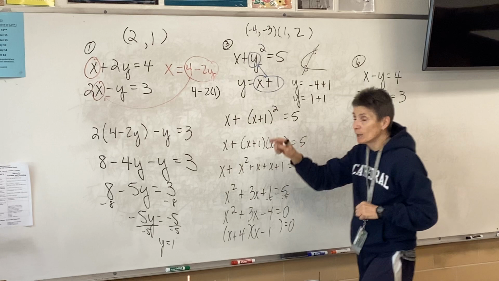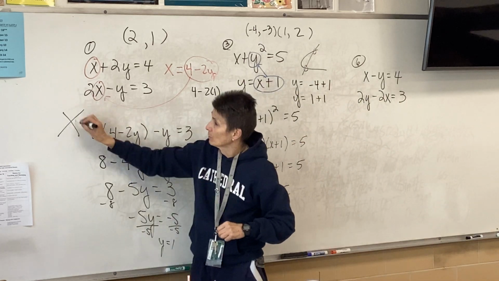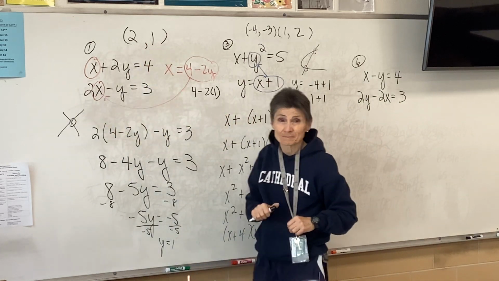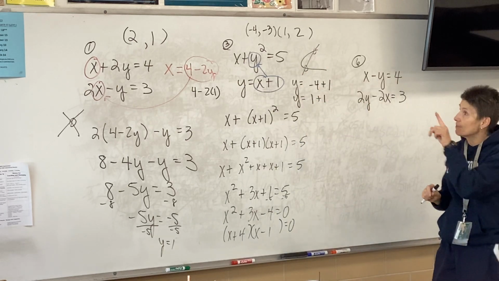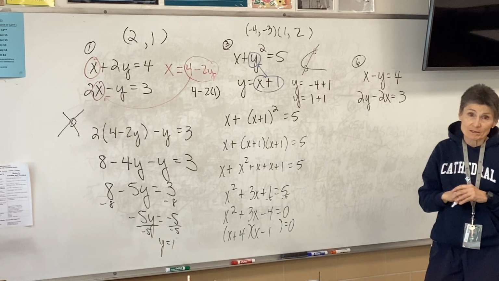This is a line, and can't a line and a parabola cross each other twice? Yep. Now, 2 lines can't. 2 lines are only going to cross once, but a line and a parabola can cross each other twice, and that's why I got 2 answers to the problem.